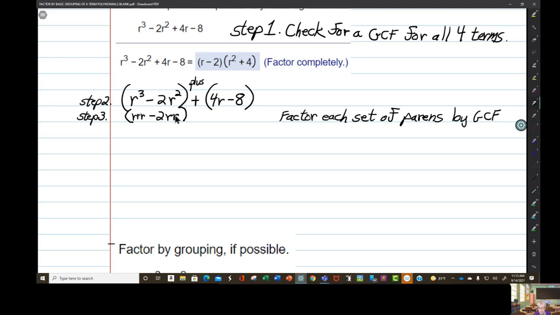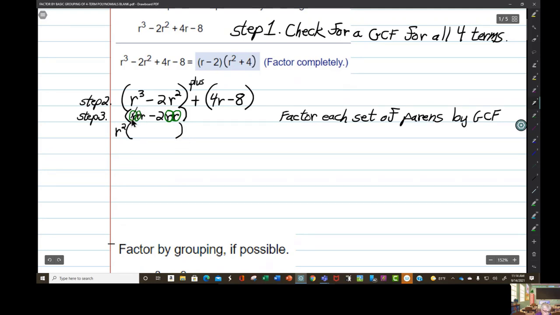Okay, the GCF for these two terms is an R. Just one R. No, there are two R's in each term. How about that? So our GCF is R squared, R times R. So our GCF is going to be R times R, which is R squared.